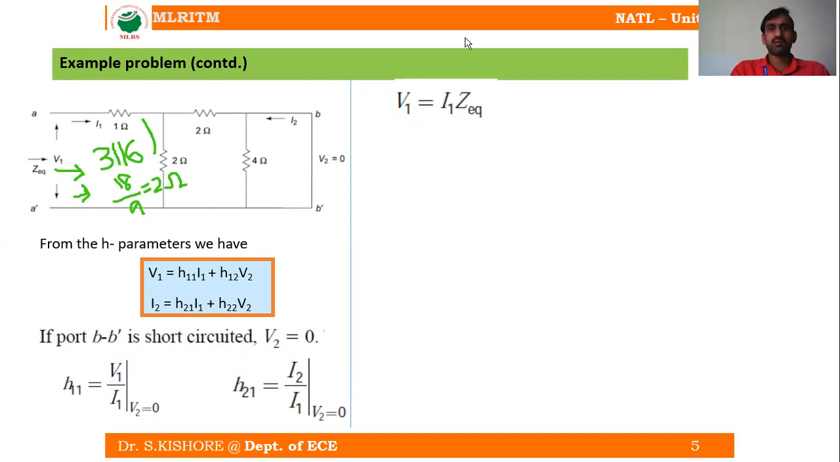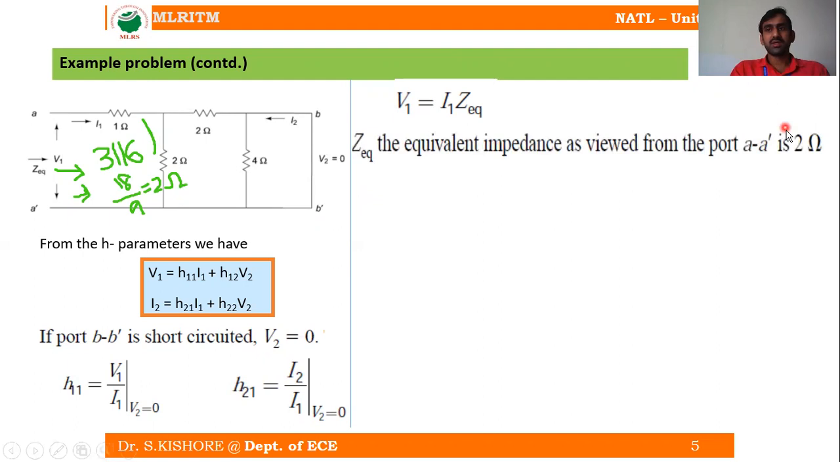The Z equivalent is nothing but the equivalent impedance looking from the port A dash, and it is nothing but 2 ohms here. So if Z equivalent is equal to 2 ohms, what is going to be H11, which is nothing but V1 by I1? We can write it as 2 ohms. So we have calculated the H11.